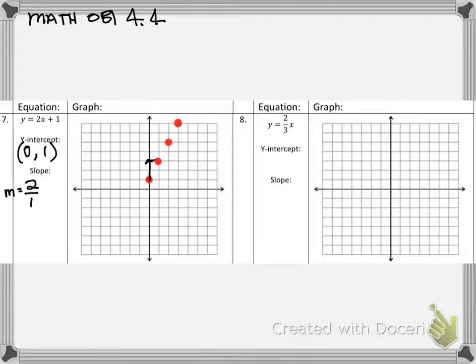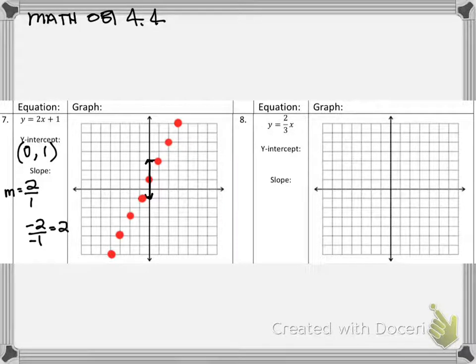Alternatively, we could also go down 2, because going down 2 is a negative direction. And then we could go to the left 1, which is also negative. Notice that the negatives cancel out, and we still end up with a positive slope when we do that.